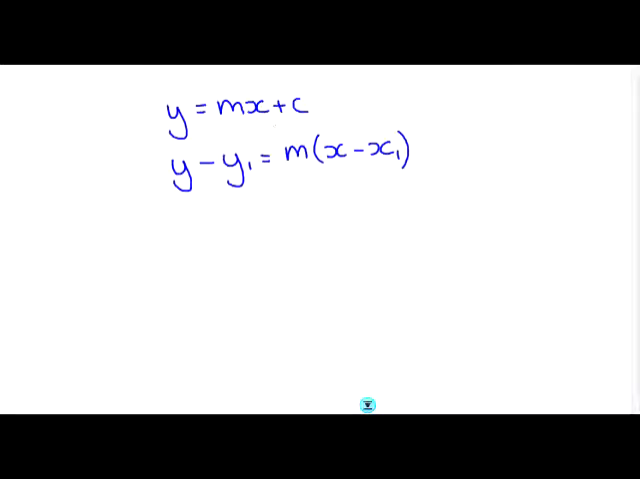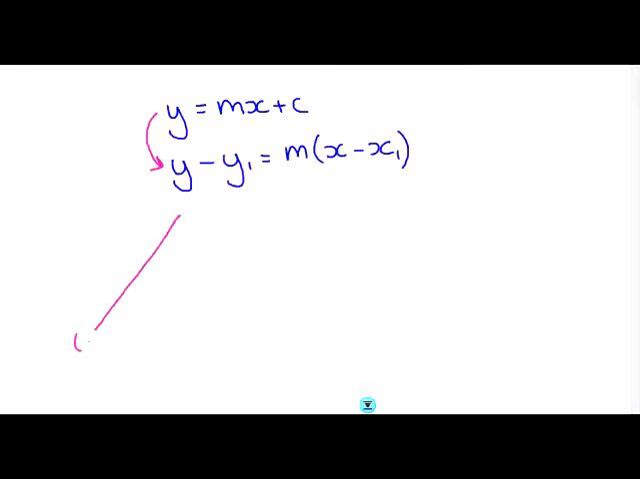Hi guys, what we're going to do today is take our normal equation y equals mx plus c and introduce it and explain how we've come about this one, because in certain scenarios we can't actually use the y equals mx plus c form. We need to have it in this other form, and you'll see it's exactly the same thing, just written in a different format. And to explain it, I'm going to use an example.